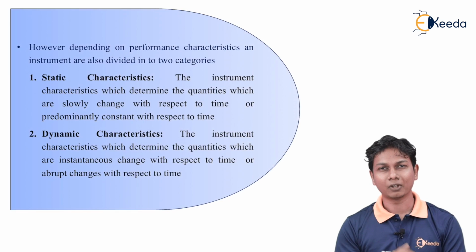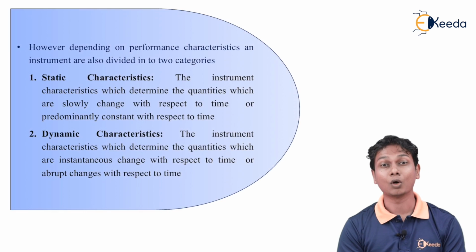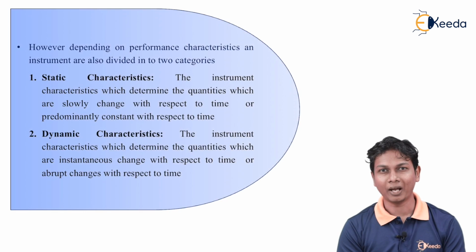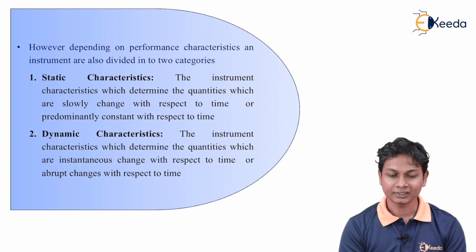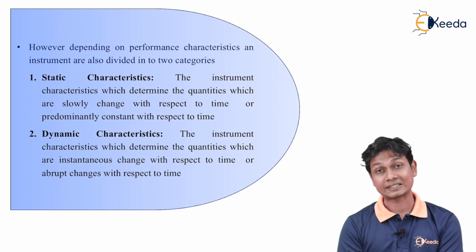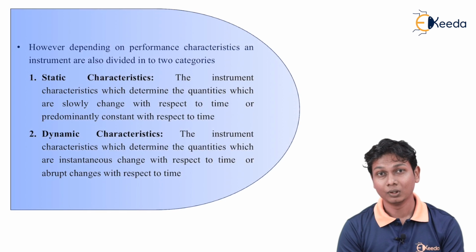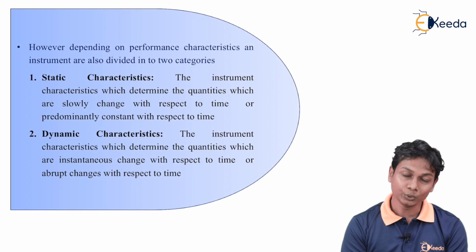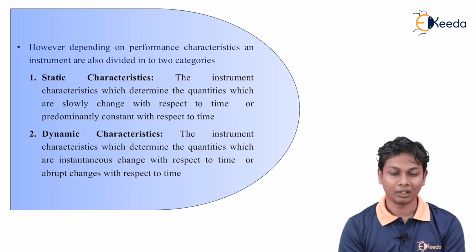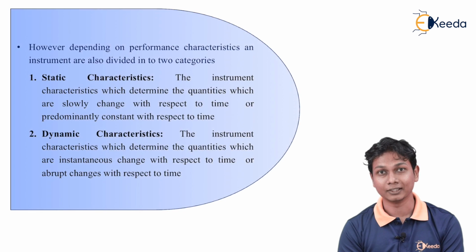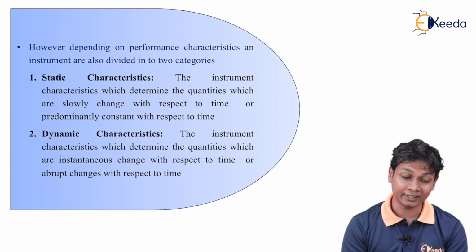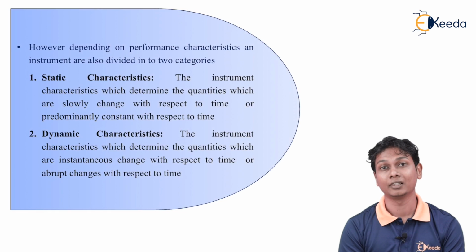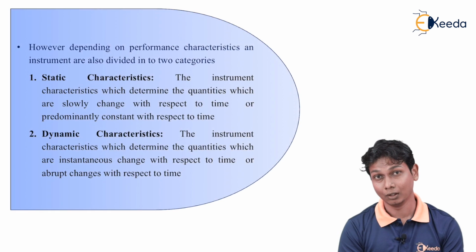However, the performance of a sensor is also judged by other characteristics, or you can say various categories. Depending upon which instrument we are using the sensor in, the performance characteristics are categorized. One is the static characteristics, and the second is the dynamic characteristics.